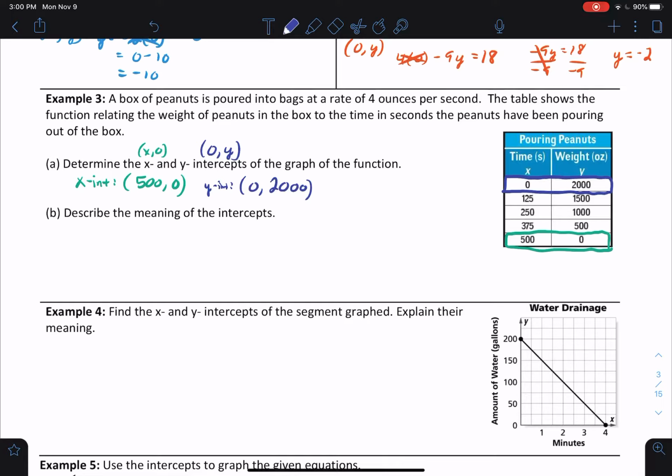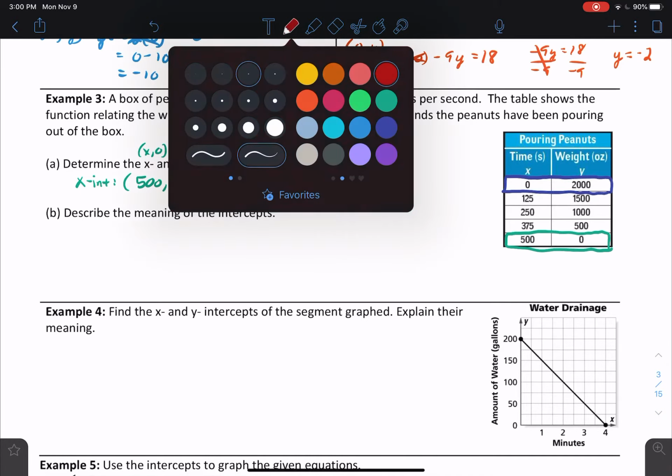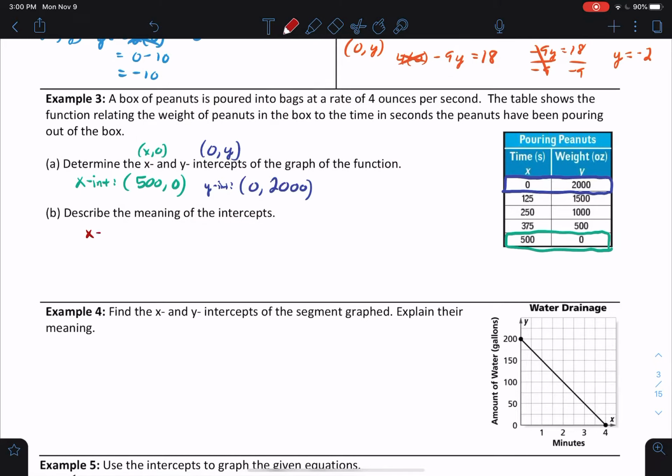Well, what do these mean? What do these points mean? Okay, well, the x-coordinate represents time. The y-coordinate represents the weight that's in the box that we're pouring all these peanuts out of. Okay, so the x-intercept, what does this represent? Well, at the x-intercept, 500 seconds have passed, and the weight of the box is 0.